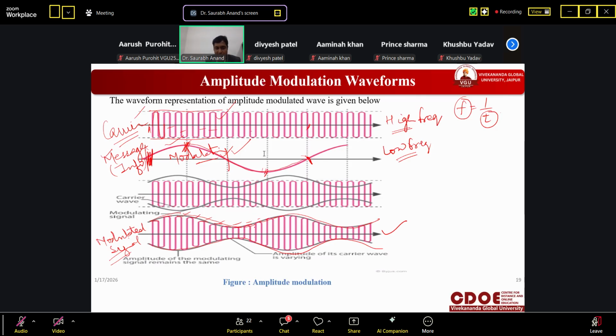So you can see that the carrier, which was of constant amplitude, is now with varying amplitude. You can see here the amplitude of the carrier wave is varying. But the amplitude of the modulating signal remains constant, because we cannot change anything of the modulating signal. What is the modulating signal? Modulating signal means message. So the message will remain the same as it is. Only the change will be in the carrier wave, and that change will be done according to the modulating signal. Clear? So this is the amplitude modulation process.